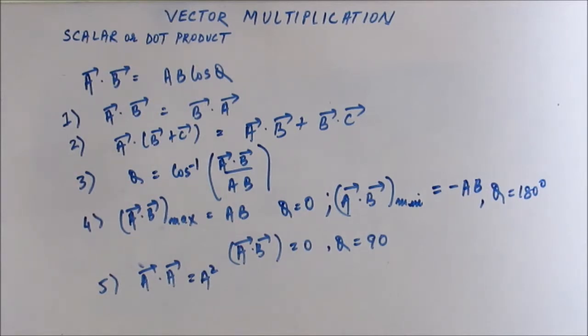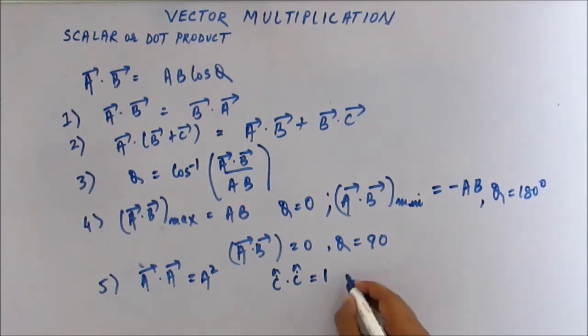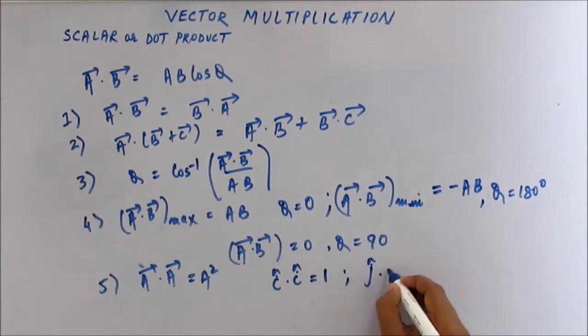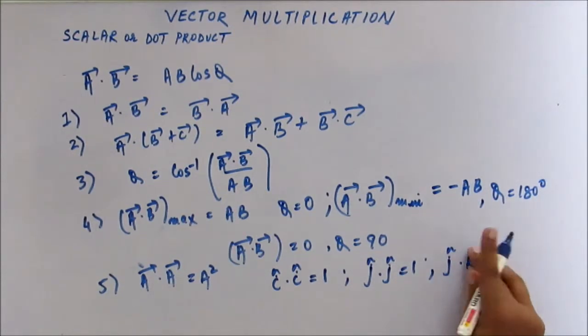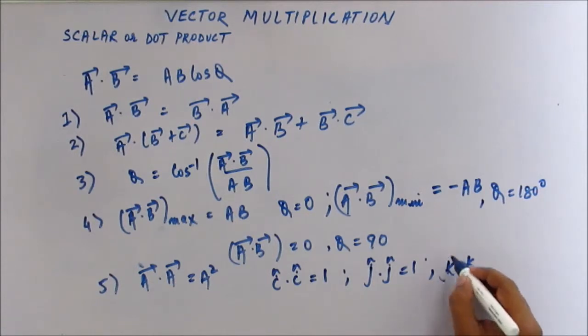This is very important, because if you extend this idea to I cap dot I cap, because we resolve the vectors in the form of something I cap plus something J cap plus something K cap, it will be important there to see that I cap dot I cap is equal to 1, because the magnitude of I cap is 1 and the cosine of the angle between two vectors in the same direction is 1. So I cap dot I cap is 1. Similarly, J cap dot J cap will be 1, and K cap dot K cap will also be equal to 1.